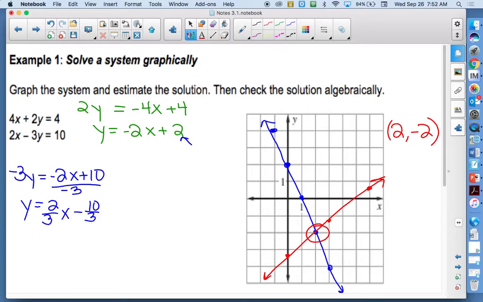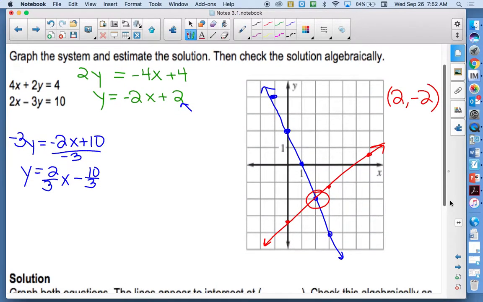So it says to check your solution algebraically. To check it algebraically, if you have a solution, you can plug it in for x and y and make sure that it holds true. So I'm going to do that just to show you how it works algebraically, then we'll use the calculator as well. So here's my check.